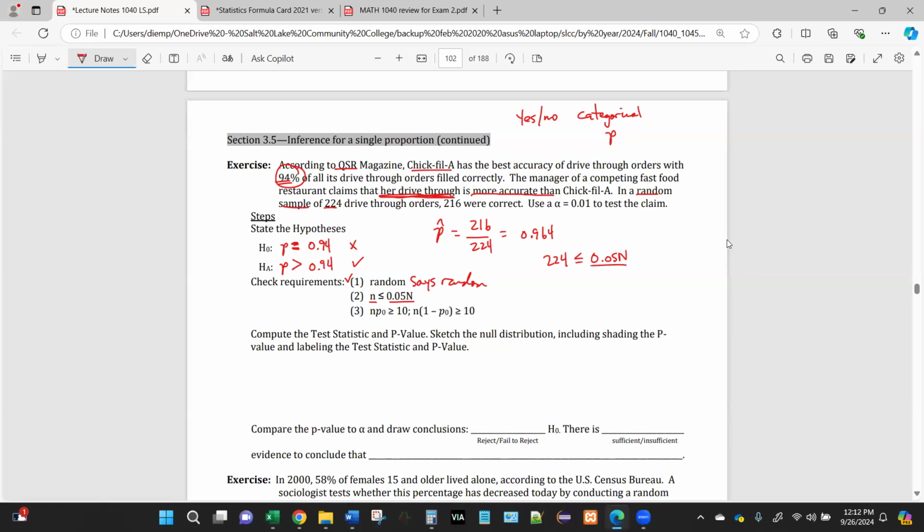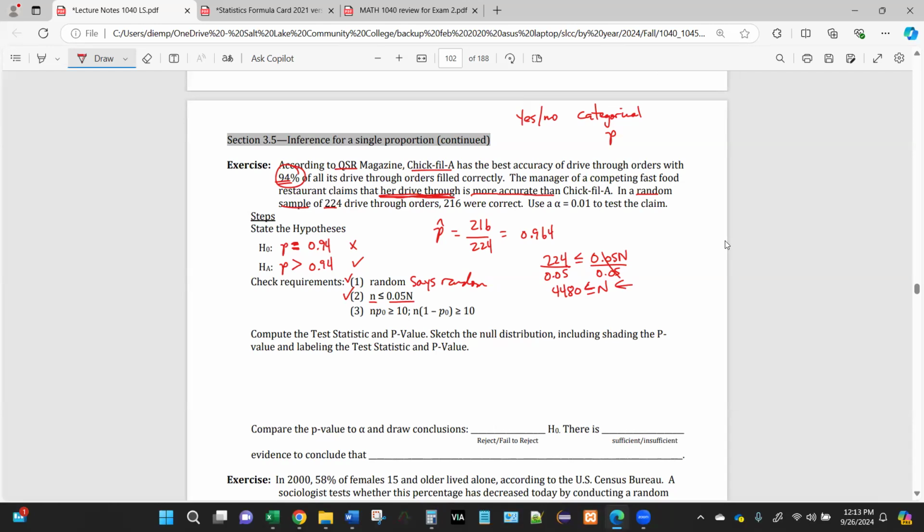So we're going to do the next best thing, which is to solve for a minimum population size. We divide through by the 0.05, and we get 4,480. What that means is as long as this restaurant has more than 4,480 drive-through orders, then that sample of 224 will be small enough, so that we have independence. That's basically what we have to check. That's all you can do on the exam unless I tell you the population size. So if you do this, then you're good.